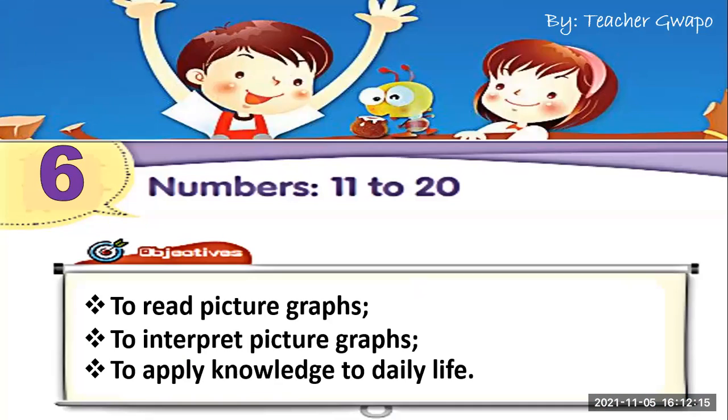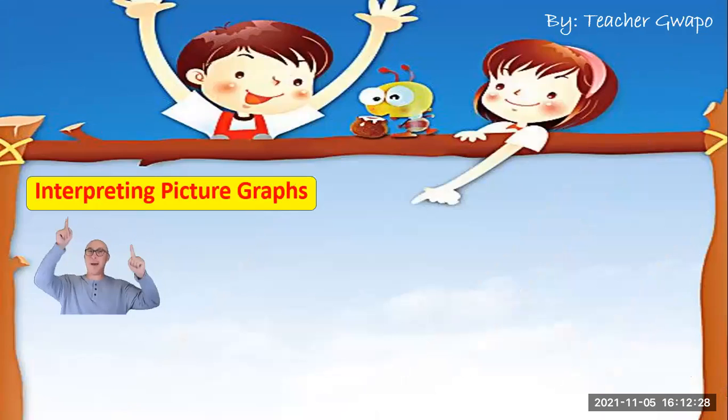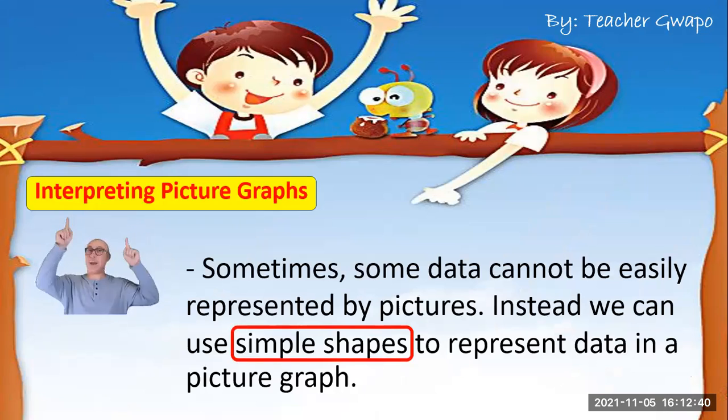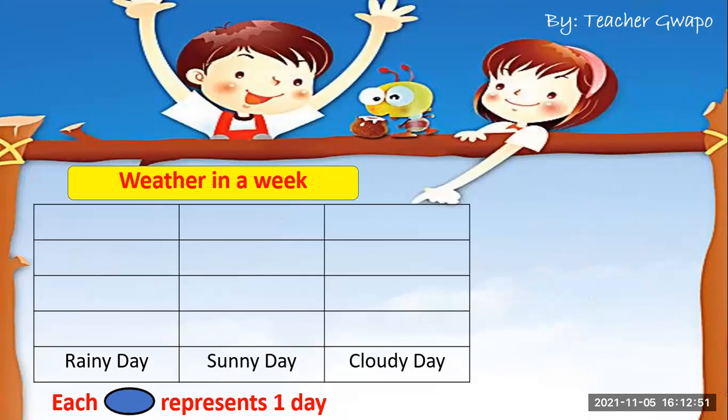Okay, here are the objectives of this lesson. At the end of this lesson, you must know how to read and interpret picture graphs, and of course you must know how to apply it to your daily life. So, interpreting picture graphs. Sometimes some data cannot be easily represented by pictures. Instead we can use simple shapes. What are the simple shapes? The triangle, circle, the 2D shapes. We can use a triangle, a circle, a square, or any two-dimensional shape. Later I will show you some examples.